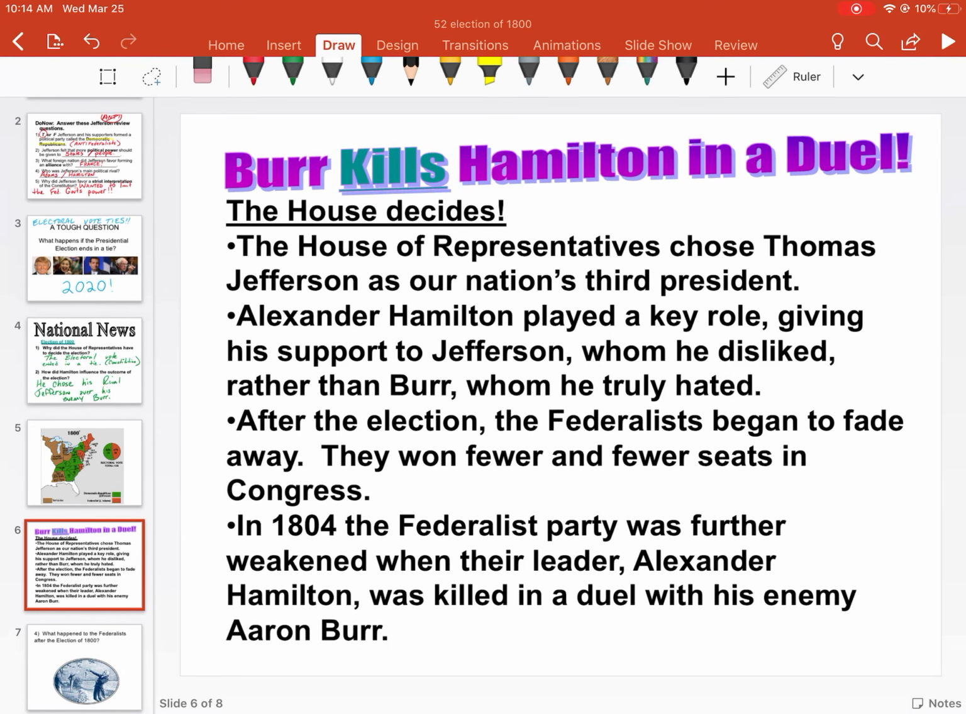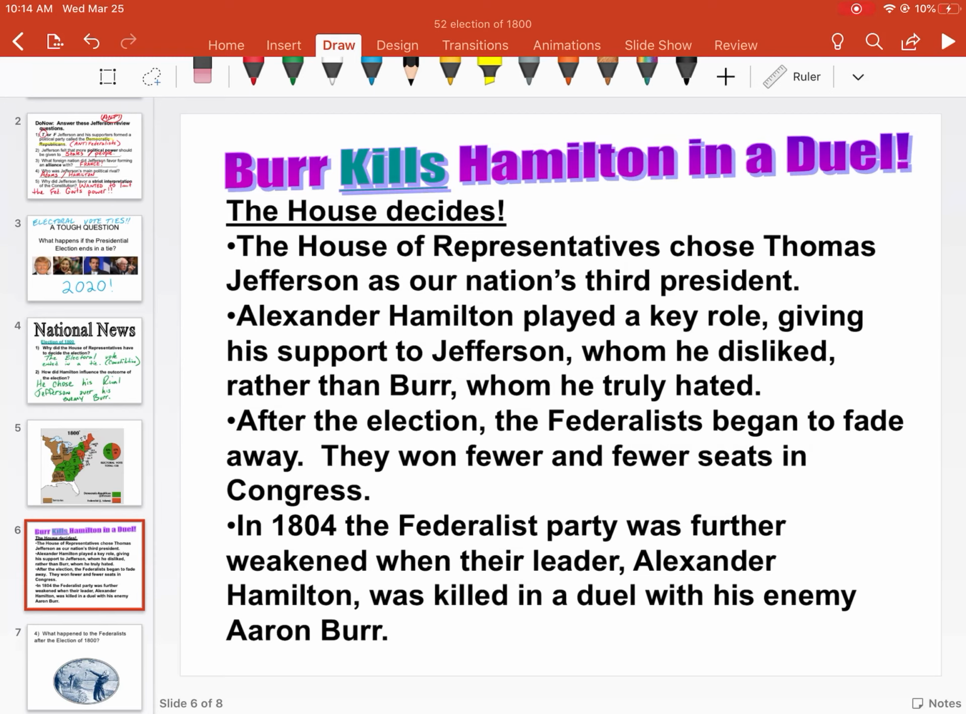Welcome back. Before we go over number 4, let's talk about the House deciding the election. You can see the House of Representatives chose Thomas Jefferson as our nation's third president. Jefferson's on Mount Rushmore. He's a 2-term president. He was a great president. His presidency began in a very controversial manner. Hamilton played a key role in choosing Jefferson. He gives him his support. He disliked Jefferson, but he chose him rather than Aaron Burr, who he truly hated.